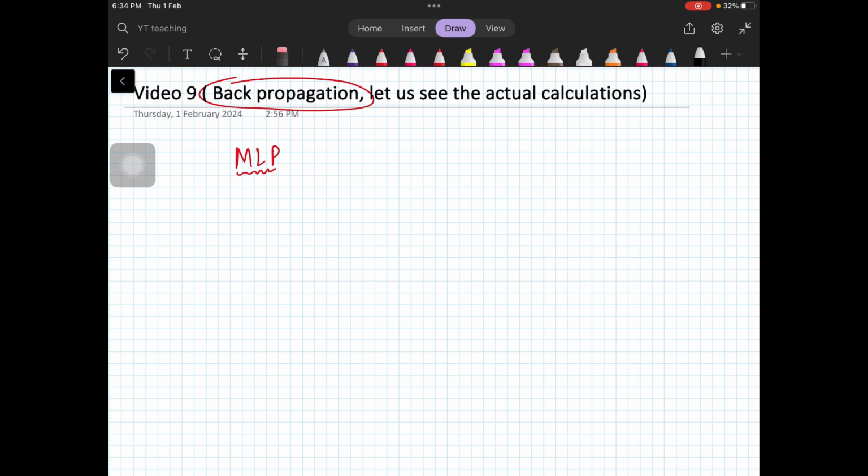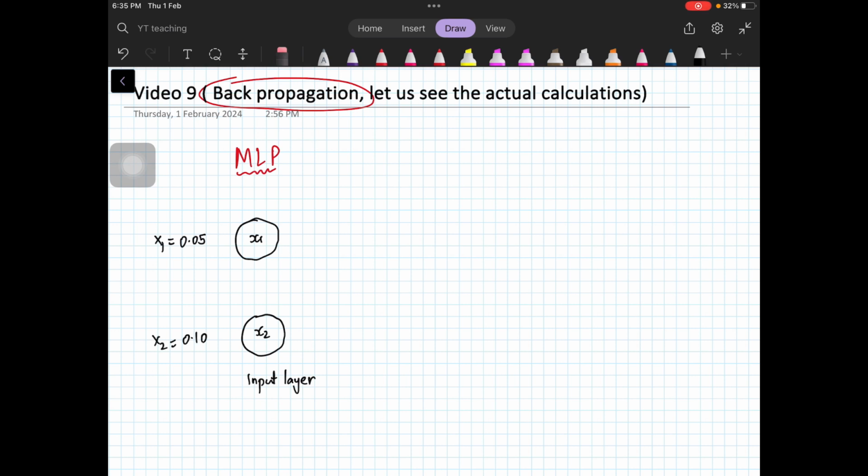So let me just take a very simple MLP. This is my input layer, so I have two inputs, x1 and x2. I am giving values so that I can mathematically show you what the numbers are. Suppose my x1 is 0.05 and my x2 is 0.10.